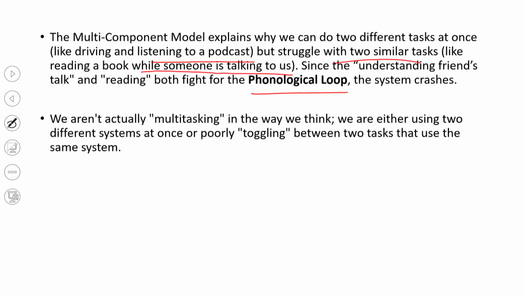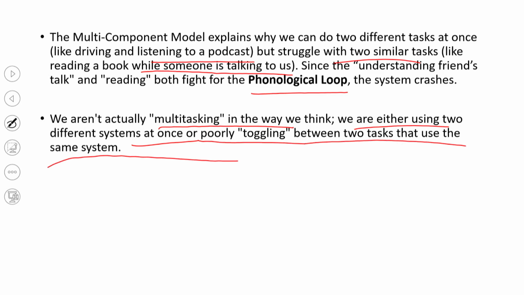So, that is what this can explain: sometimes you can multitask, sometimes you cannot. We are not actually multitasking in the way we think; we are either using 2 different systems at once or poorly toggling between 2 tasks that use the same system. Whenever 2 tasks require the same system, you will struggle, you have to do one and then the other. Simultaneous multitasking can be done when you are doing tasks that require 2 different systems. So, these are some of the things that can be explained using this model.